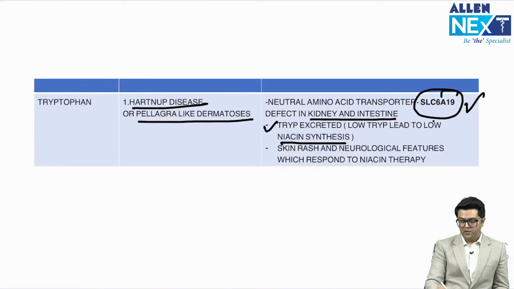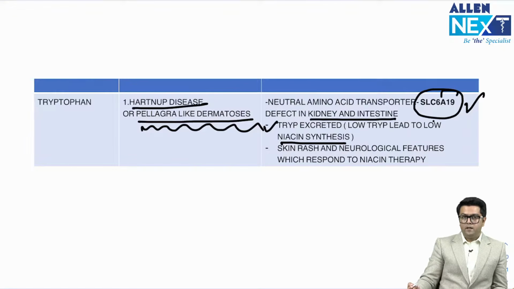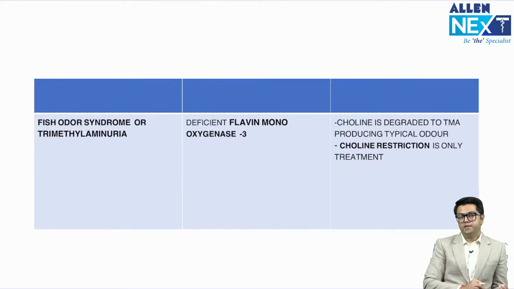So the patient presents with pellagra-like dermatitis, a very important name. It is a kind of skin rash which appears on sun exposure and which responds to niacin therapy, right? So the baby presents with a skin rash after sun exposure. That is actually a kind of sun sensitivity, which looks like the case of pellagra, and it responds to niacin. So it is a kind of pellagra-like dermatitis.